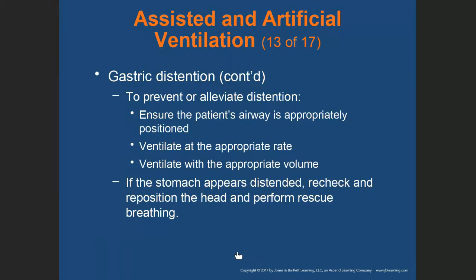To prevent or alleviate distension, ensure the patient's airway is appropriately positioned and ventilate at the appropriate rate. It's 1 breath every 5 to 6 seconds for your adult, 1 breath every 3 to 5 seconds for your pediatric population, and you want to be closer to the 3 seconds. Ventilate with appropriate volume. If the stomach appears distended, you may have to reevaluate your airway. If it's still distended, turn the patient, put pressure on the abdomen, push whatever is in the stomach up, clear it with your suction or gloved finger if necessary, where you cannot ventilate through that. Don't try and ventilate through that.